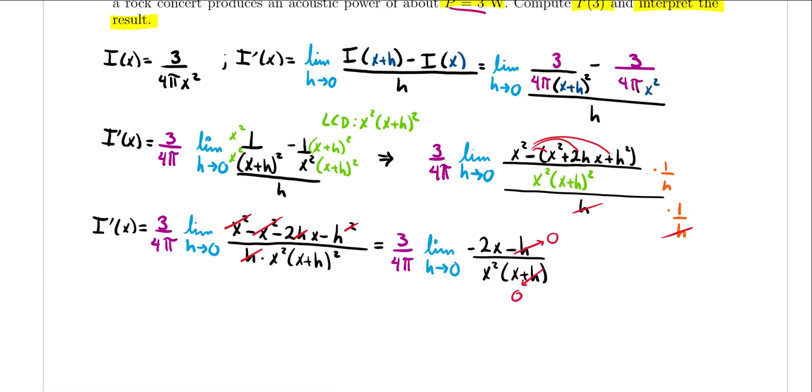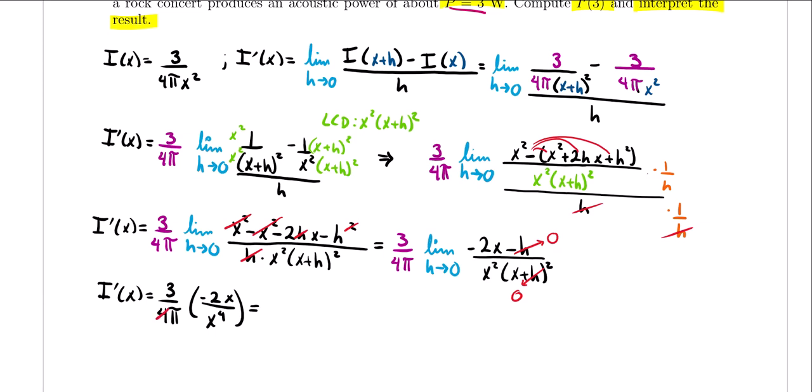So it looks like I prime of x is equal to 3 over 4 pi times negative 2x over x cubed. Oh, actually not cubed. My mistake. This one here was being squared. So this is actually now, well, x squared times x squared is going to be an x to the fourth. Now, at this point, yes, we found out what the derivative is, but I do believe that we can simplify it a little bit more.